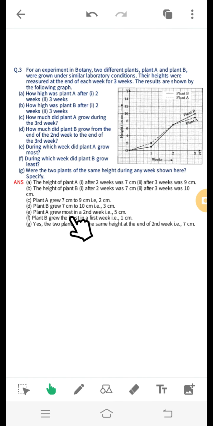Here we have to check the difference. Suppose for first to second week, how much it grows, second to third week. G, were the two plants of the same height during any week shown here? Yes, the two plants grow the same height at the end of the second week, and that is the 7 centimeter.